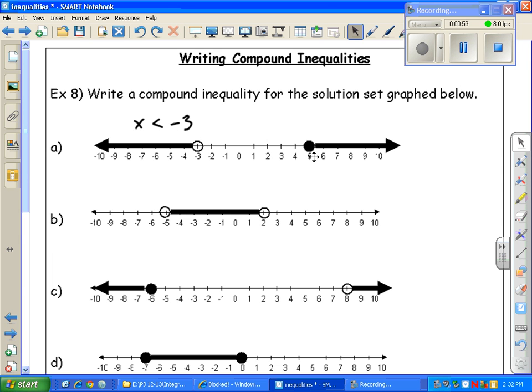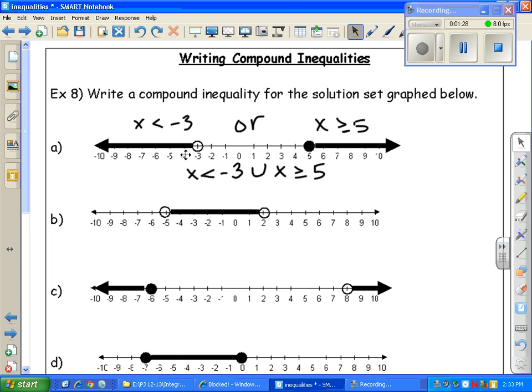Over here, we have a closed circle on our boundary number, which is 5. And we're shading all the numbers greater than 5. So the inequality that would represent that part of the graph would be x is greater than or equal to 5. Now, since both of these are graphed on the same grid, we're going to connect them by using the word or using the union symbol. So we could say x is less than -3, then the symbol for union, x is greater than or equal to +5.